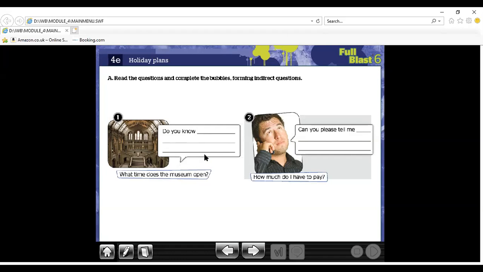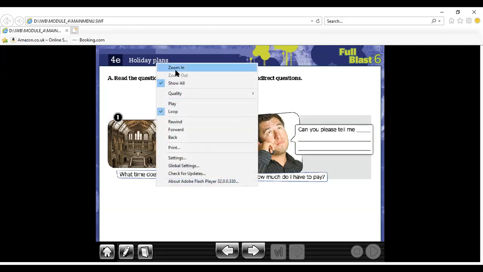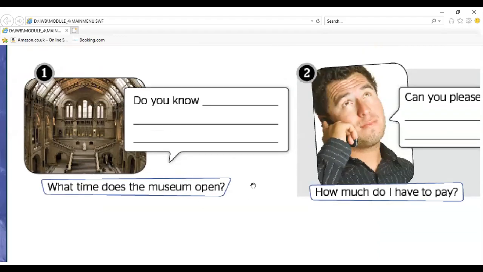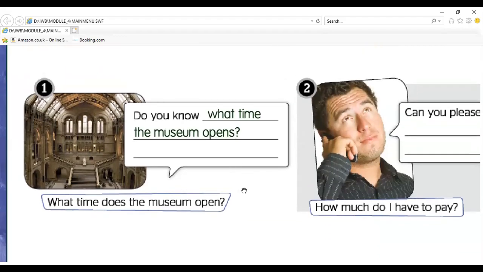Again, number one, I put the question word, what time? Number two, I put the subject, the museum. Number three, the verb, open. But it needs S, because there's does in the question. Like this. What time the museum opens? Next question.